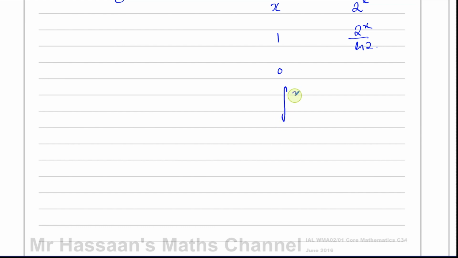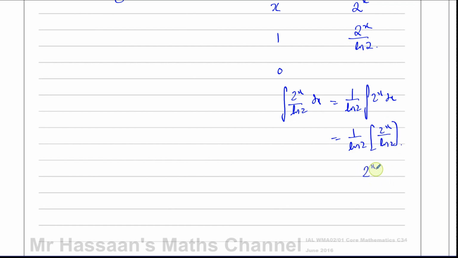So you can integrate 2 to the power of x over ln 2. You can think of it as 1 over ln 2 times the integral of 2 to the power of x with respect to x, just like we did with the 3. And then that will give us 1 over ln 2 times 2 to the power of x over ln 2. And then you have 2 to the power of x over ln 2 all squared. Okay, so this will give us 2 to the power of x over (ln 2) all squared.